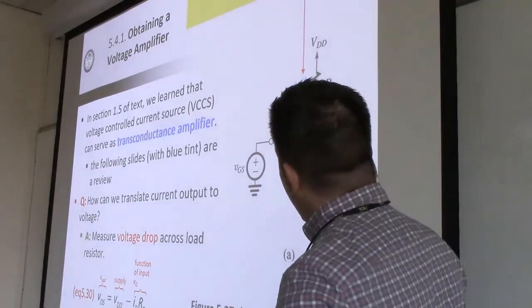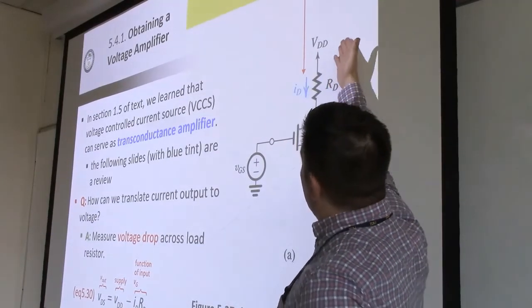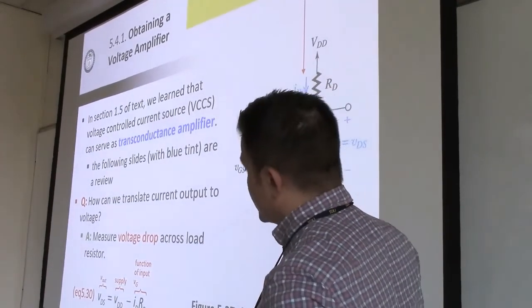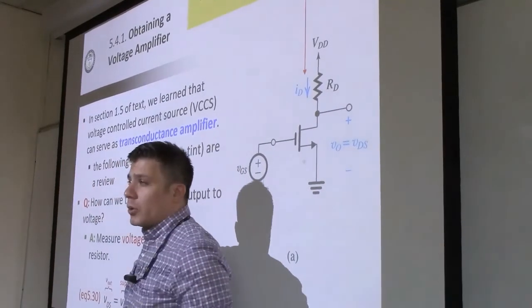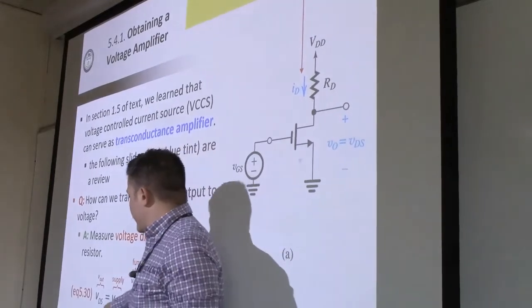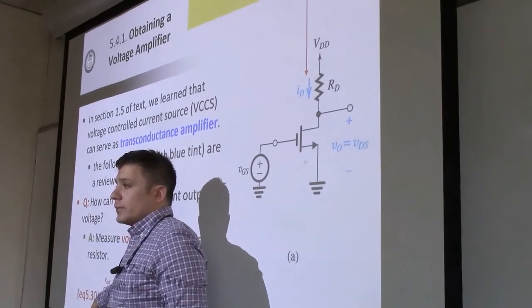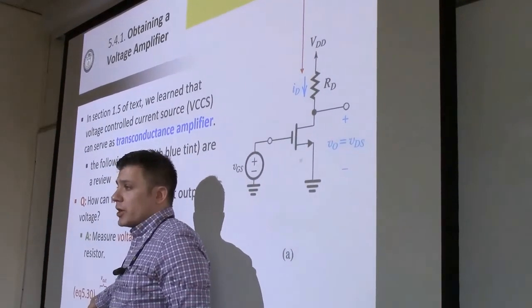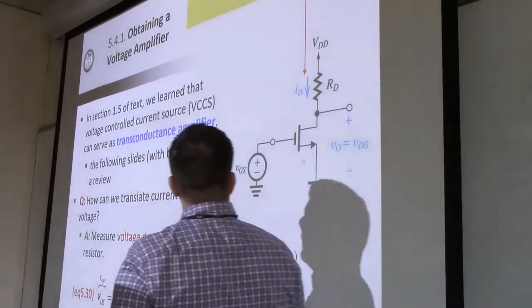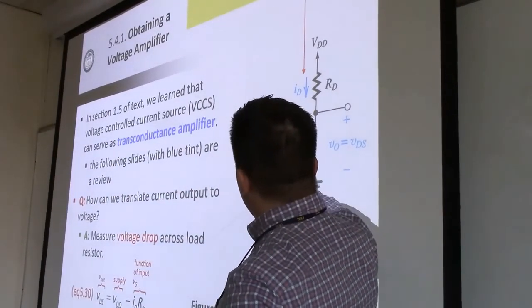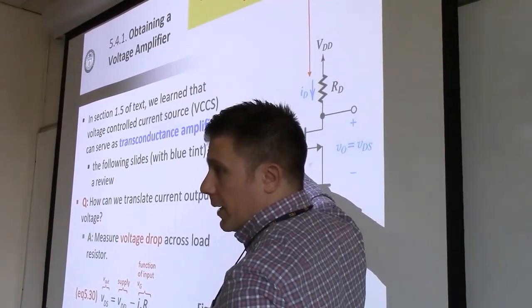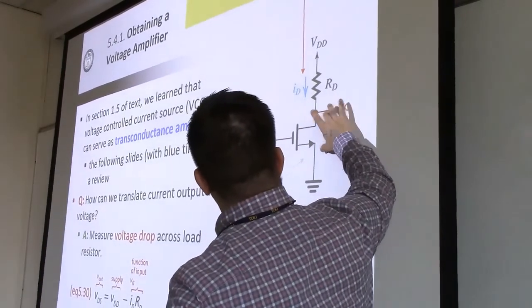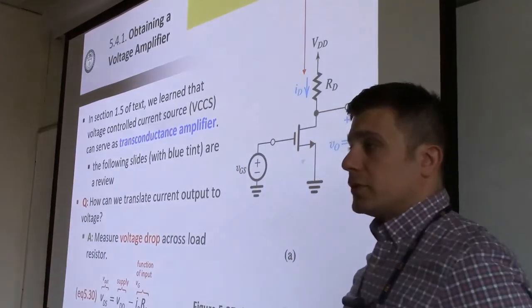So how do we do that? We add an external source and a resistor. And so originally we had control over ID. Now we have control over VDS, which is the voltage output. If you think about this as an amplifier, you can think of this as the input, okay? The signal that we're going to be amplifying, and the output is going to fall between those two terminals.